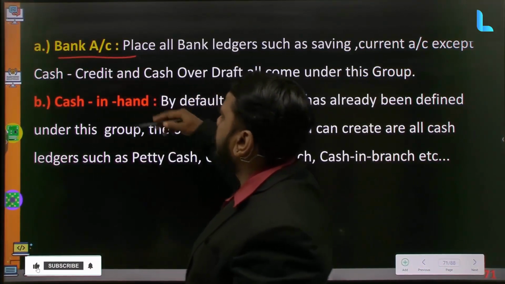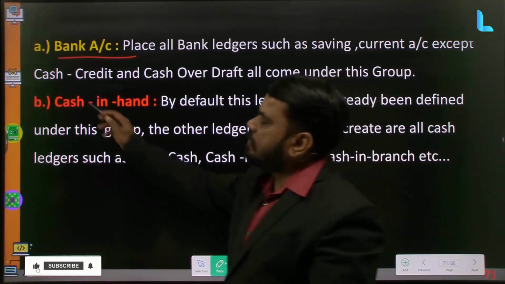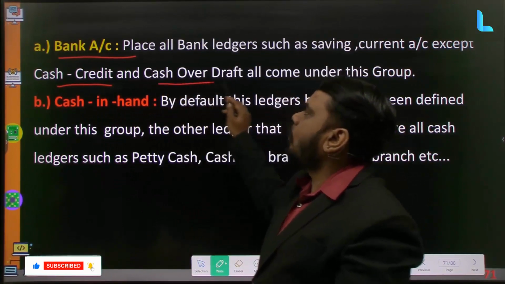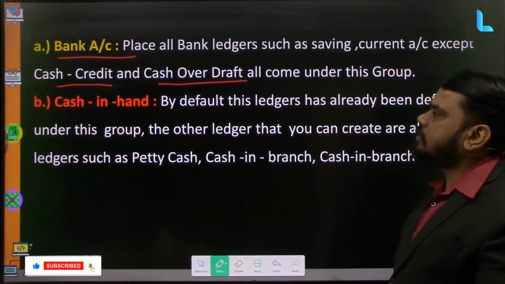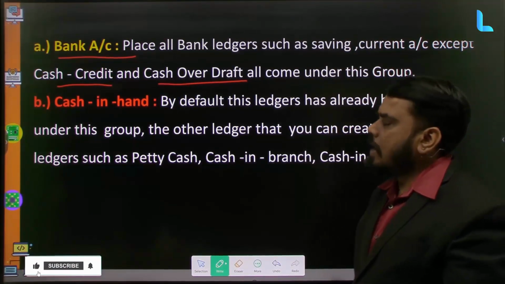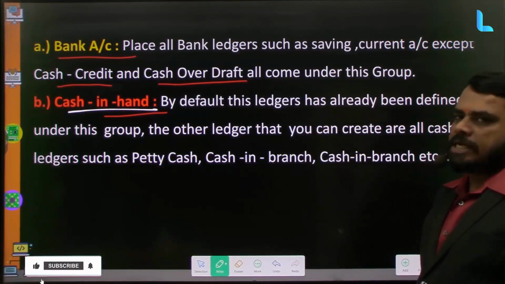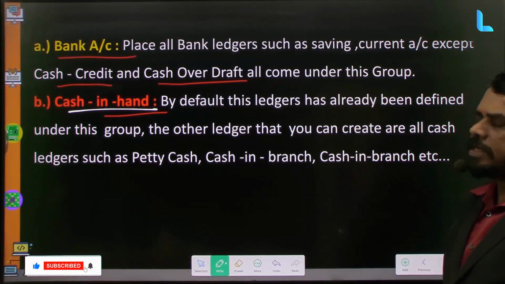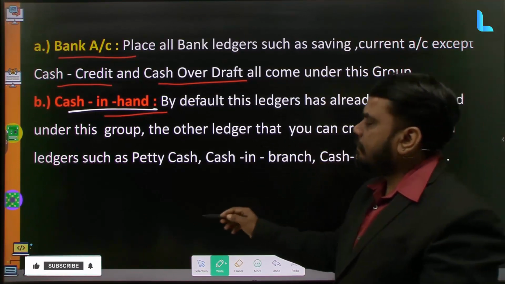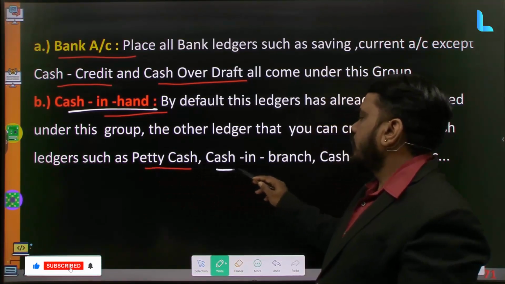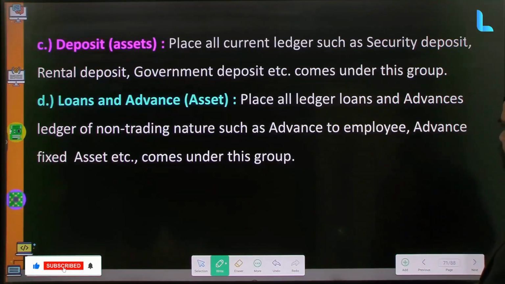We will place all the ledgers, that is bank ledgers of the company, under this, leaving which two? The cash credit and overdraft account. So leaving the cash credit and overdraft account, all the types of bank ledgers of the company are placed under this particular account group. Then next we have cash in hand. Cash in hand is nothing but the default ledger, which is created automatically when the company is created. Examples of cash in hand are petty cash account, cash in branch, cash in other branch. These are the common examples.